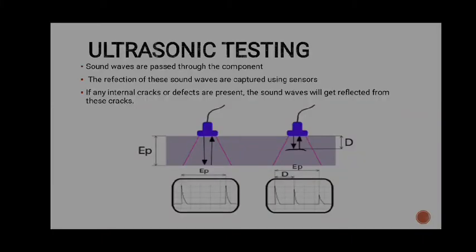Another commonly used non-destructive testing is ultrasonic test, which uses high frequency sound waves. These sound waves are passed through the components, and the reflection of these sound waves are captured using sensors. If any internal cracks or defects are present, the sound waves will get reflected from there and the sensors record this variation. After recording the variation, these are converted into digital signals and visually shown in LCD display. By checking the graph, the presence of internal defects can easily be spotted.